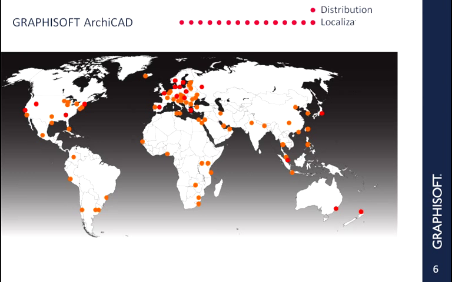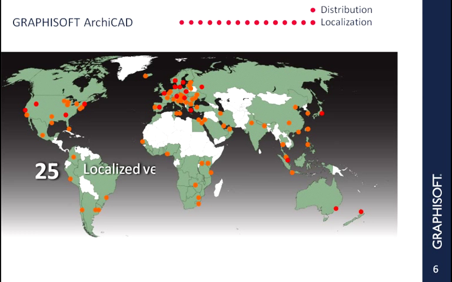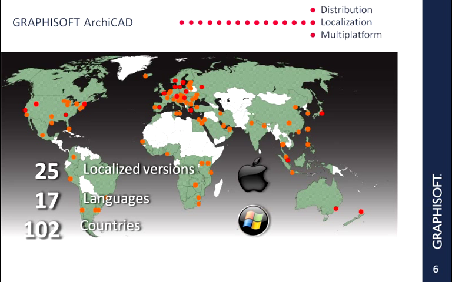GRAPHISOFT is represented worldwide, and ArchiCAD is distributed in 102 countries. It's available in 17 languages and 25 localized versions. ArchiCAD runs on both Microsoft Windows as well as Apple Macintosh operating systems. We put great effort into providing a high-end software solution for design professionals.